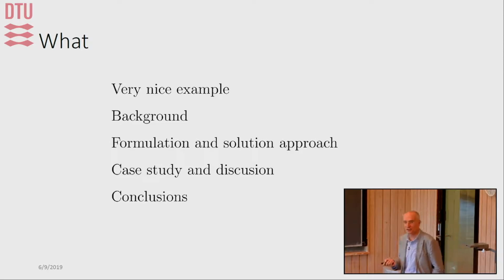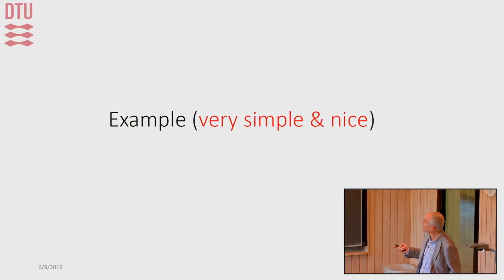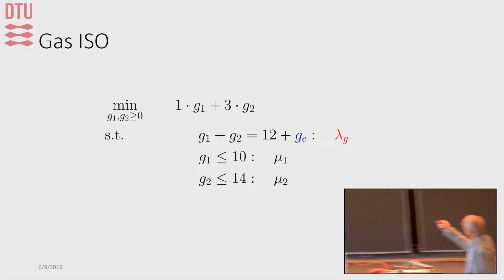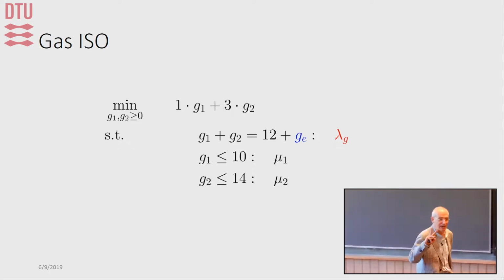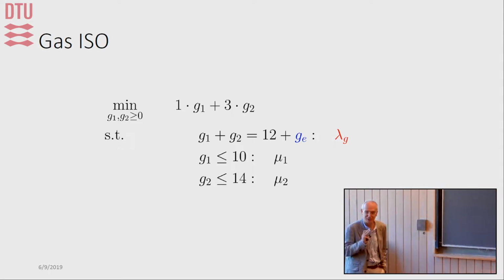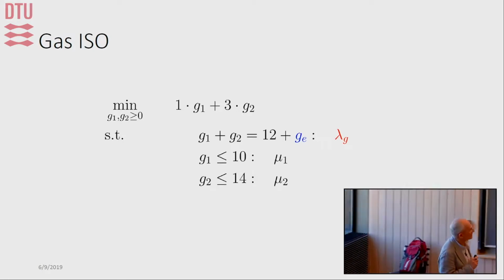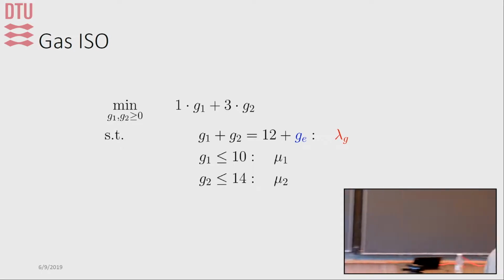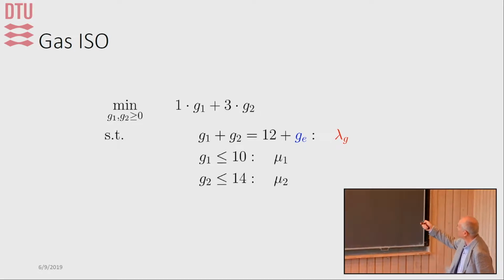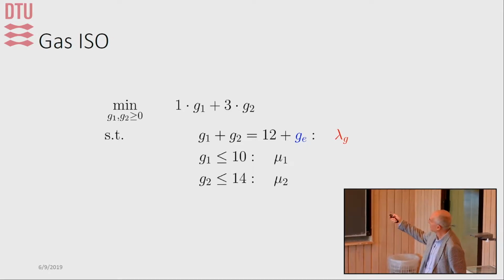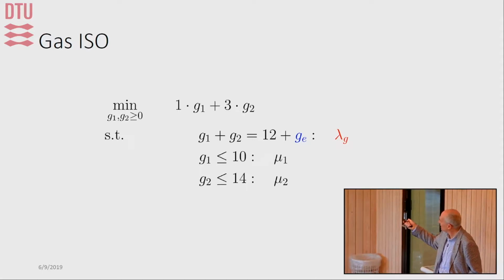This is a more traditional type of presentation that I guess you are familiar with, but let's go to a very simple model. Let's say that we have a gas ISO, which is operating two gas plants, G1 and G2, still very simple. The cost of producing gas with gas source 1 is 1, which is very cheap. The cost of producing gas with gas source 2 is 3. So I'm going to use the first as much as I can. I don't want to use the second because it's much more expensive. I have to supply a gas demand of 12 plus some gas for electricity production, which pops up here as this blue stuff, which is somehow exogenous to this problem.